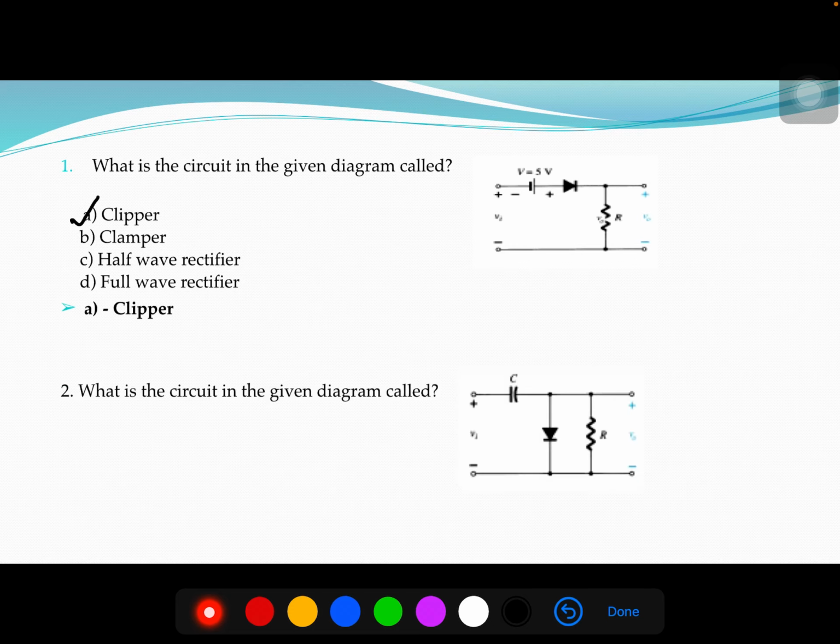Now the second question is, what is the circuit in the given diagram called? Let us see the options. Again the options are the same. Now as you can see, the diagram contains a capacitor. So this circuit belongs to clamper. Always remember that it is very easy to recognize a clamper because the circuit of a clamper must contain a capacitor.